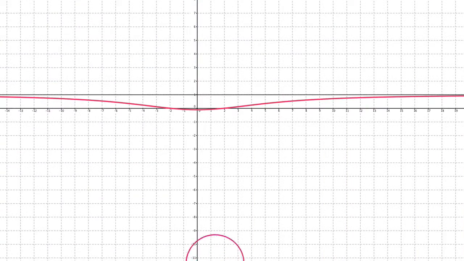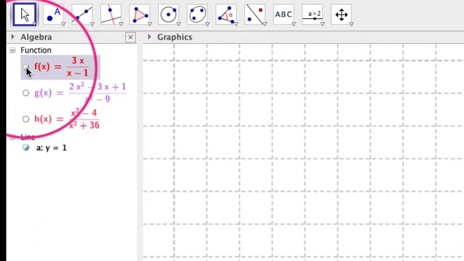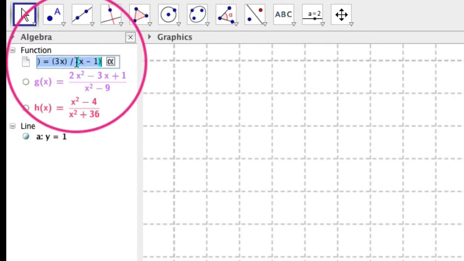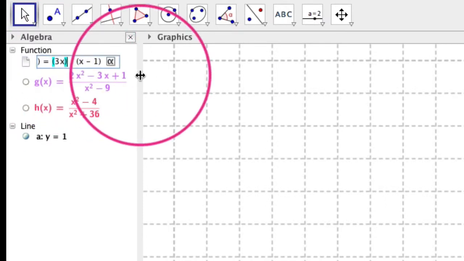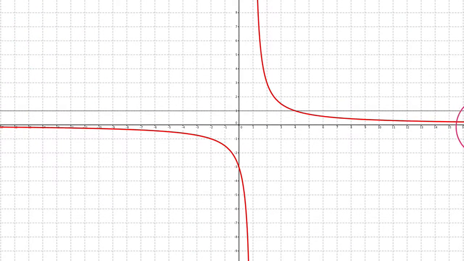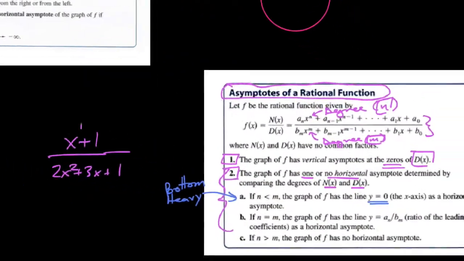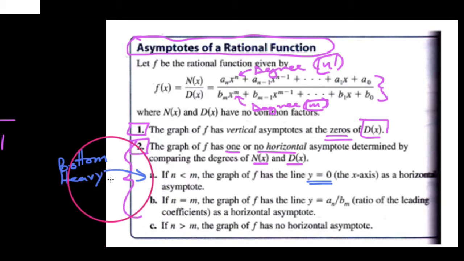So as an example, when we go back over here, this was 3x over x minus 1. If I were to make the top just 3, which by the way would mean that it has no x, it is a degree of 0, you can see clearly that this starts to hug the x-axis here. y equals 0 would be our horizontal asymptote of this graph, okay? So bottom heavy functions have y equals 0, just the x-axis, as the horizontal asymptote.